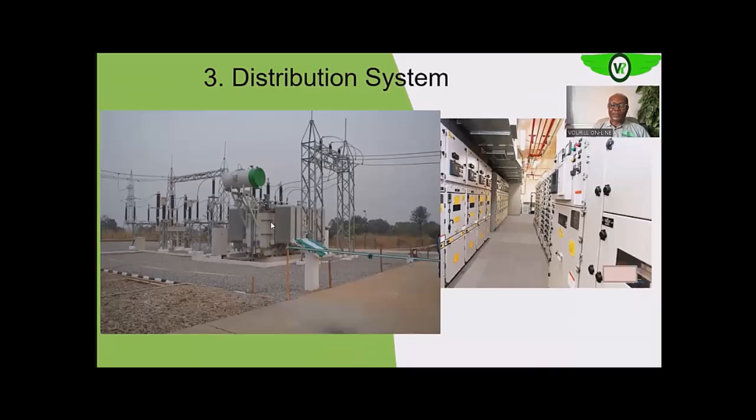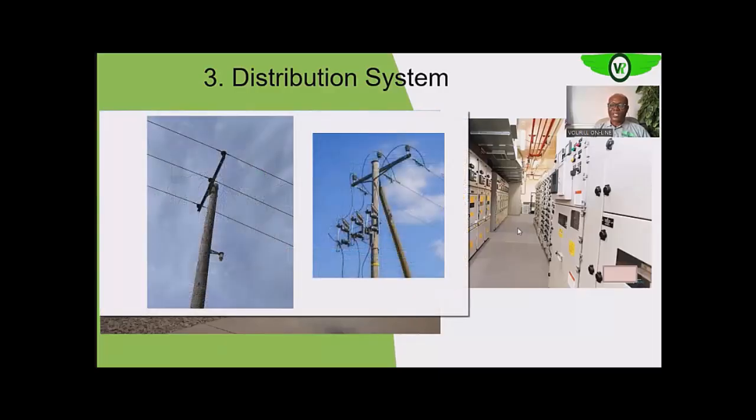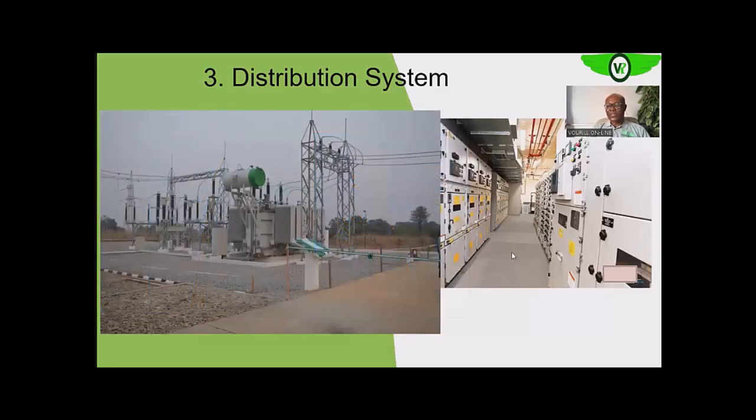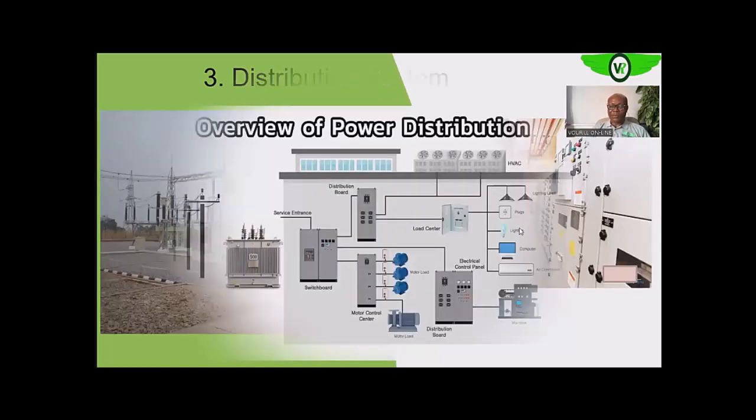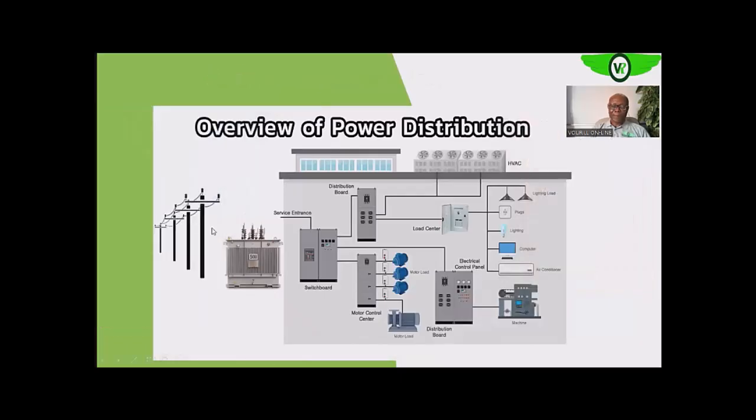So that 11 kV will be sent to these switchgears, as you can see, either in the distribution substation. Then from this switchgear, it is now sent through your distribution lines, okay? Then if it is within your facility, it is distributed directly from this switchgear room. So that is the distribution system, as you can see. These are the distribution lines, the 11 kV lines.